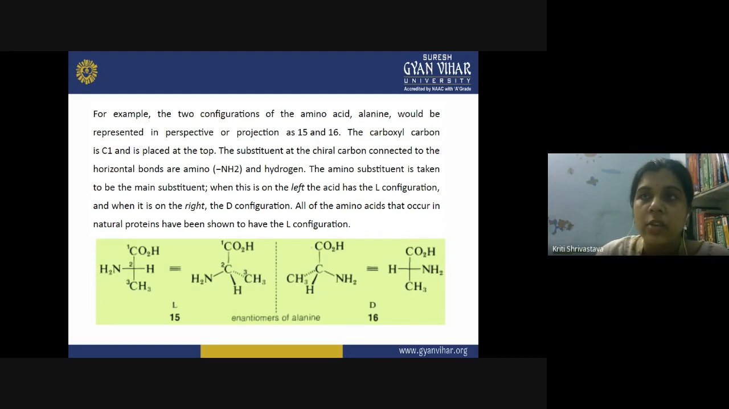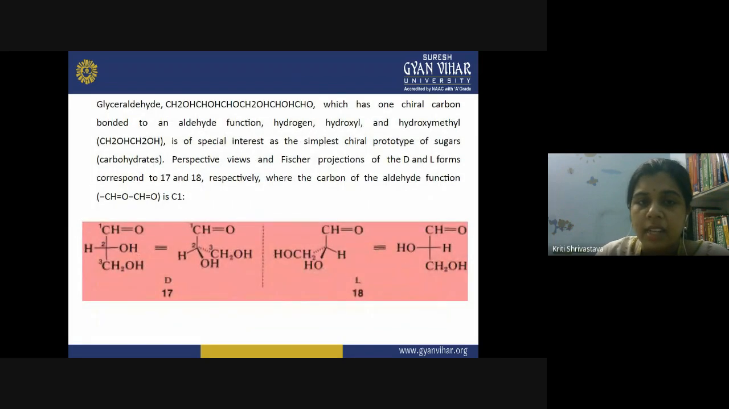So in the case of D-glucose, on the carbon number 5 you are assigning the optical activity. If the OH is on the left side, you call it L, and if the OH on carbon 5 is on the right side, you call it a D. That is another example. Then an example of glyceraldehyde is taken here.